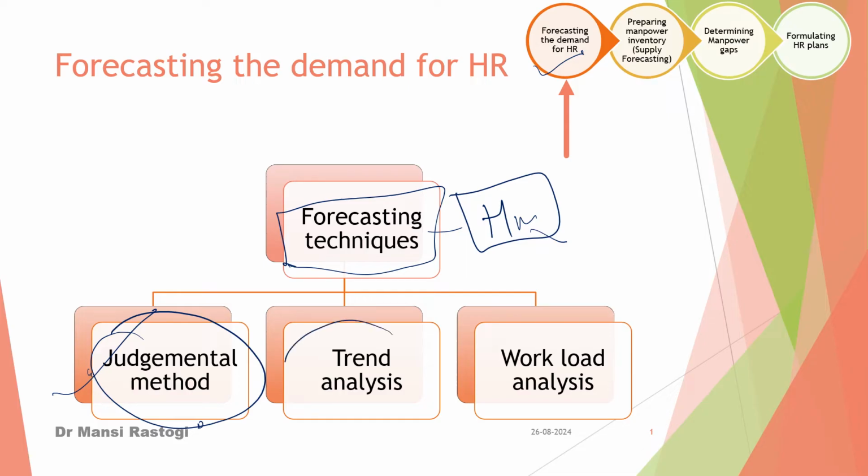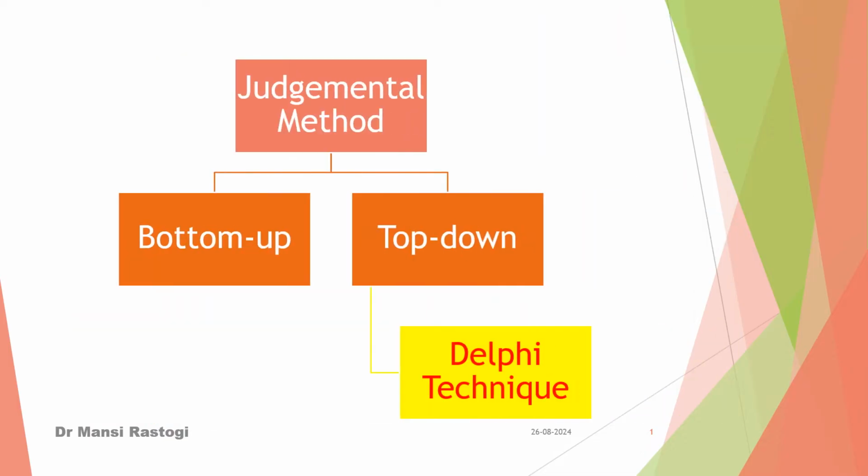And the second one is trend analysis, where on the basis of the past trends, we are going to project the future needs of HR. Then the third one would be the workload analysis, where on the basis of the workload, the number of manpower required would be projected. So let's talk about all these 3 methods in the upcoming slides.